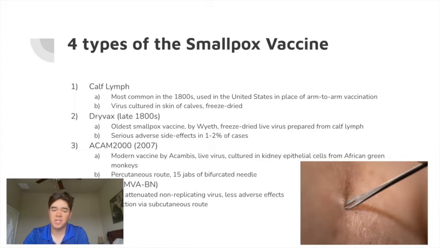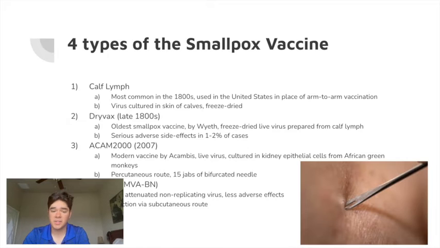And this was the most common vaccine that was used in the 1800s, and it was actually used in the United States in place of the arm-to-arm vaccination, because they advised against the arm-to-arm vaccination because this would actually cause spread of other diseases such as syphilis.